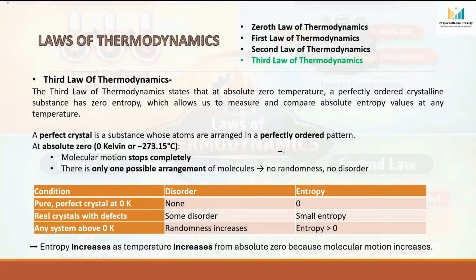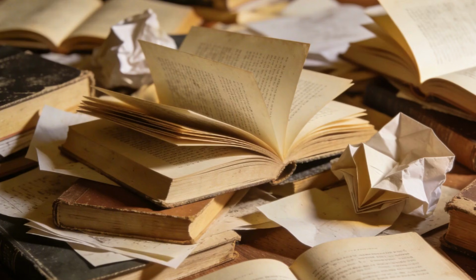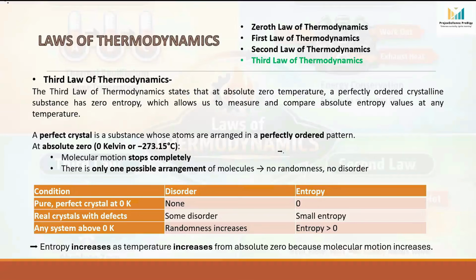Let's take a simple example. Imagine your study table. If all your books are neatly arranged and everything is properly organized, the system is orderly. In thermodynamics, we would say the system has low entropy. Now imagine the same table with books scattered everywhere and paper mixed up randomly. That situation represents high entropy because the system is more disordered. So the basic rule is simple. More disorder means higher entropy.